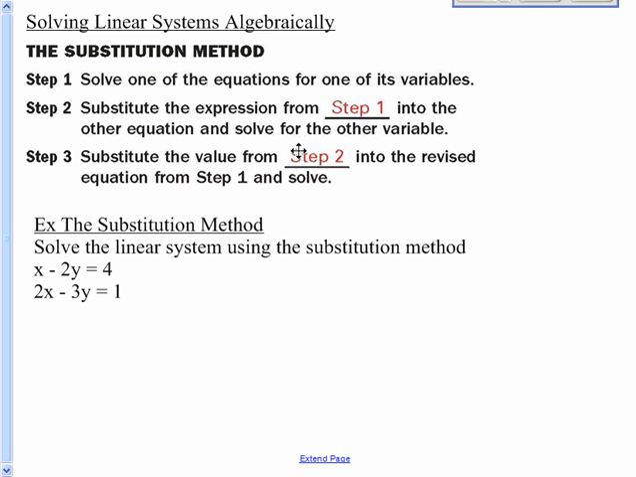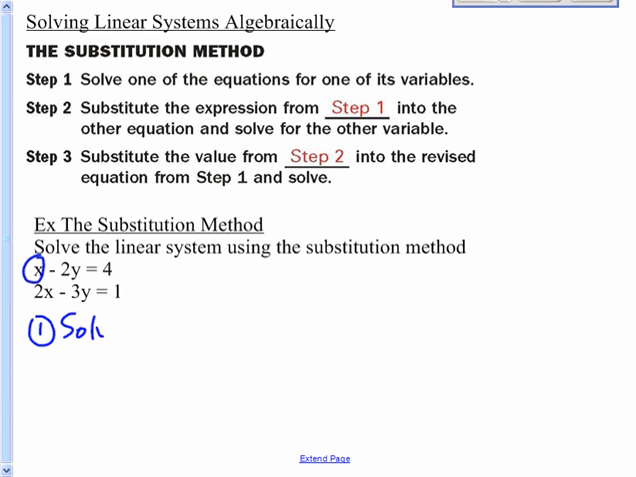So let's go ahead and solve this first one here. Use the substitution method. You can see those steps listed there. The first step is we're going to solve one of the equations for one of its variables. I'm looking at these x's and y's, and I like to pick the easiest variable. In other words, a variable that has a coefficient of 1. So you see that x right there? That's the equation and the variable that I'm going to pick.